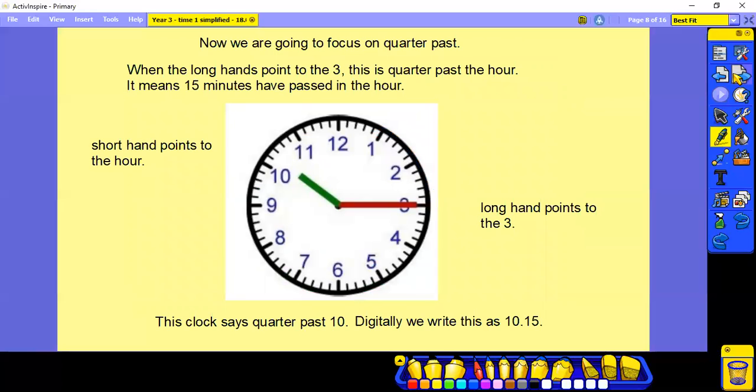Now we're going to focus on quarter past. So when the long hand points to the 3, this is quarter past the hour. It means that 15 minutes have passed in the hour. So here you can see the long hand points to the 3, the short hand points to the 10. So on this clock we say quarter past 10, and if we were writing it digitally, we'd put 10:15, which means 15 minutes have passed.